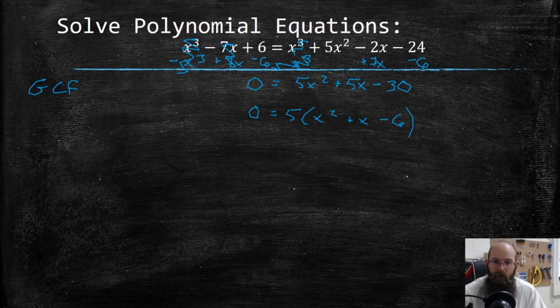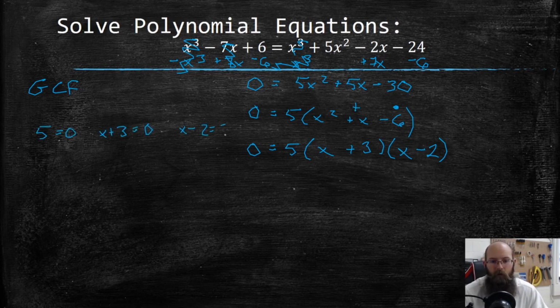I have to continue to factor this so that I can try and solve it. So that means, what two things multiply to get me this negative 6 and add up to get me 1? Well, that's going to be an x and an x here to get me my x squared, and then a plus 3 and a negative 2. 3 and negative 2 multiply to get me a negative 6. They add up to get me a positive 1. Now, since I am solving, I'm going to set each of these pieces equal to 0. So 5 equals 0, x plus 3 equals 0, and x minus 2 equals 0.